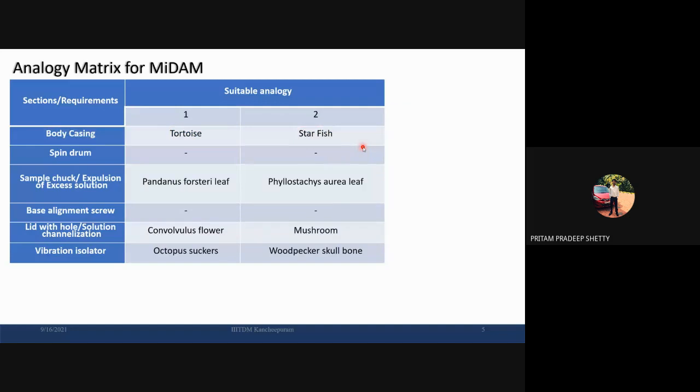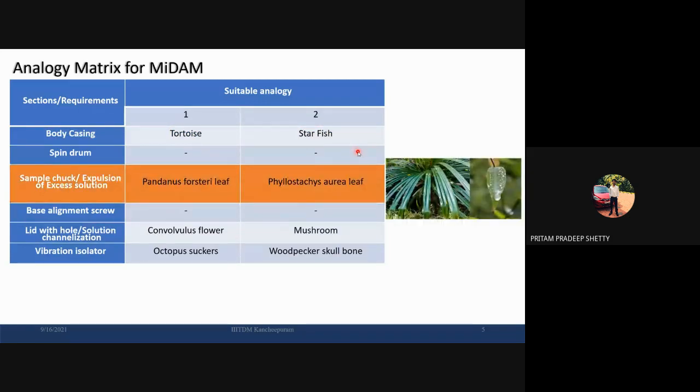So next we'll go to the spin drum, which basically comes along with the body casing. So we considered tortoise already, so I didn't chart out a suitable analogy for that. So next, moving on to the sample chuck. The need for the sample chuck is basically to hold the substrate, which is spinning at a very high speed.